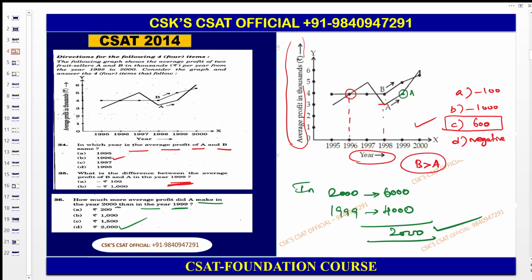Excuse me, sir. In question number 34, which asks for the average profit of A and B to be the same, sir, it is intersecting at many points, like in 1996. Not at many points. Not on the straight line. First of all, focus on this one. Now if you are seeing this one, this is not in the options. Yes, sir. Okay. Able to understand? Yes, sir. Okay, fine. Thank you, sir.